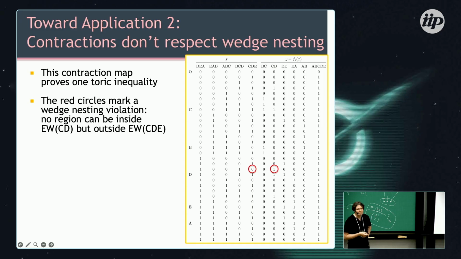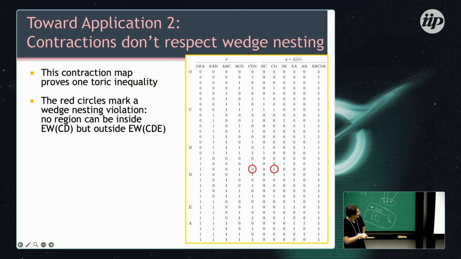Now you can say, oh, maybe I constructed one contraction map and it violates nesting, but there's another one that doesn't. No, but this violation of nesting, at the level of candidate surfaces, not at the level of real surfaces, is a necessary phenomenon. And by the way, I am building towards an application, so please don't lose interest. I'm going to tell you something about quantum error correction in a moment.